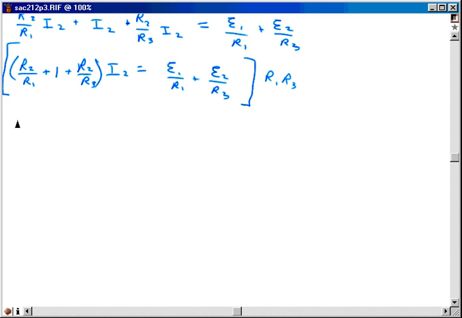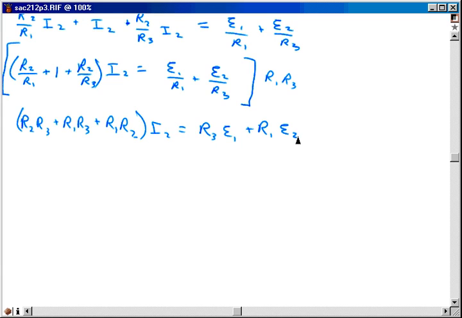That'll give me R2, R3 here, plus R1, R3, plus R1, R2, all times the I2, equals R3, E1, plus R1, E2. And now I'll go ahead and divide both sides by this thing in the parentheses to give me my answer for I2.